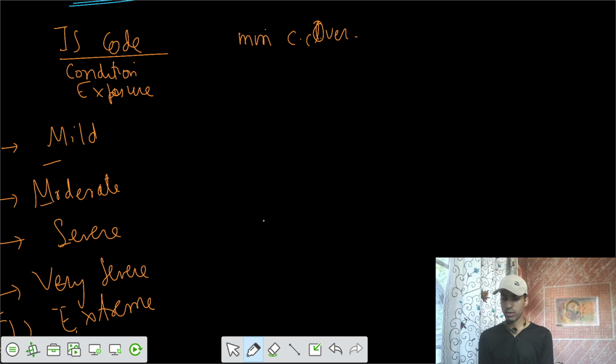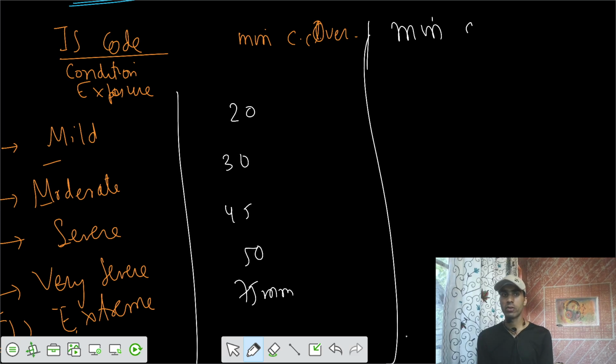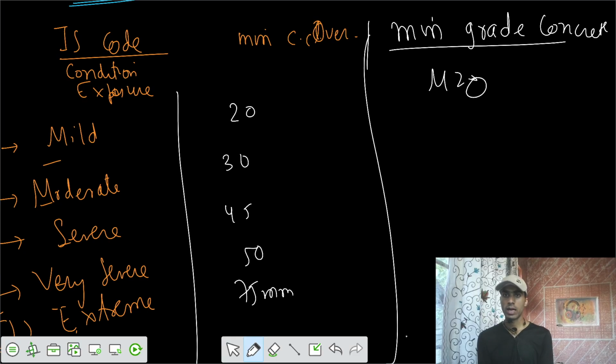Minimum cover: for this one we have a minimum cover of 20 millimeters, and for the others 30, 45, 50, 75 millimeters. This is the minimum value we can take. And if you ask what is the minimum grade of concrete we have to use for those different environmental conditions, you start by M20 and then increase by 5.